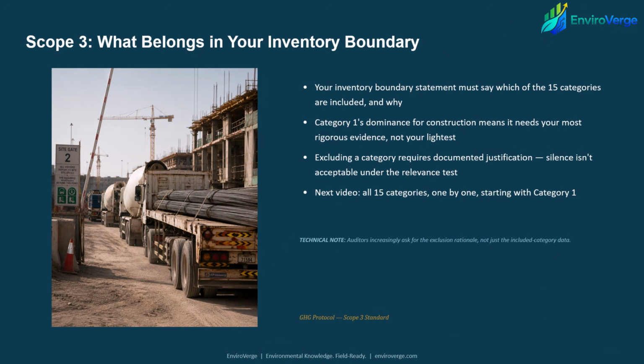You know Scope 3 has 15 categories. What matters for your inventory boundary is this. Your boundary statement has to say which categories are included and why. Category 1's dominance for construction means it needs your most rigorous evidence, not your lightest. Excluding a category requires documented justification. Silence isn't acceptable under the relevance test. That's its own video, coming next.